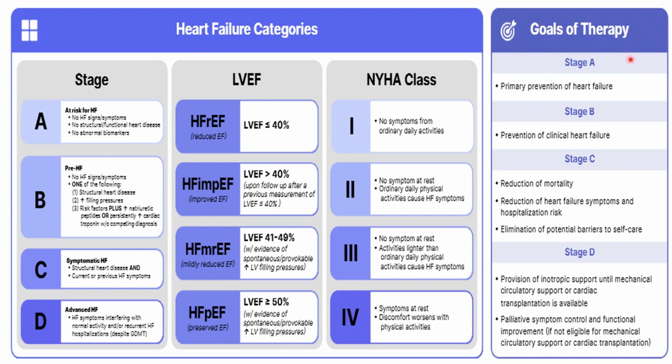So what are the goals of therapy? So for stage A, we need primary prevention of heart failure. Stage B, prevention of clinical heart failure. Stage C, reduction of mortality, reduction of heart failure symptoms and hospitalization risk, elimination of potential barriers to self-care. Then stage D, provision of inotropic support until mechanical circulatory support or cardiac transplantation is available, palliative symptom control and functional improvement if not eligible for mechanical circulatory support or cardiac transplantation.